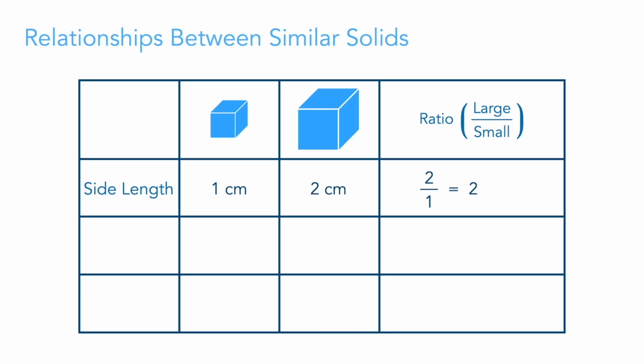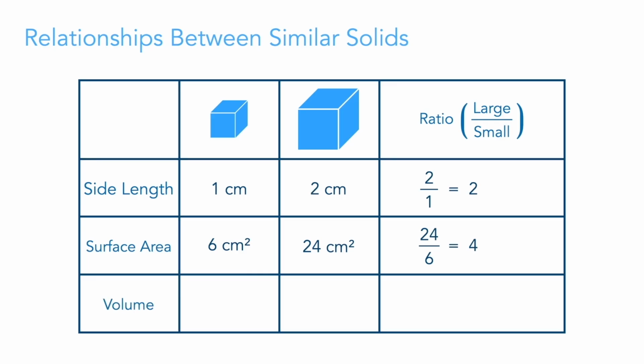Next, let's find the ratio of surface areas. In the smaller cube, each face has an area of 1 square centimeter, so the total surface area of all 6 faces is 6 square centimeters. In the larger cube, each face is a 2 by 2 square, so the area of one face is 4 square centimeters. Since there are 6 faces, the total surface area is 24 square centimeters. The ratio of the surface areas is 24 divided by 6, or 4.